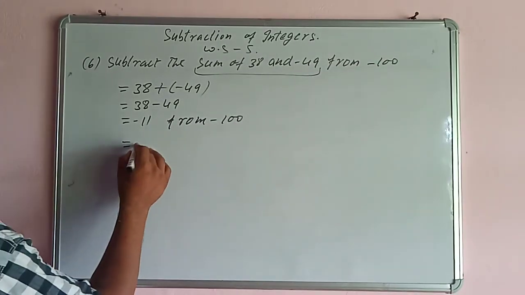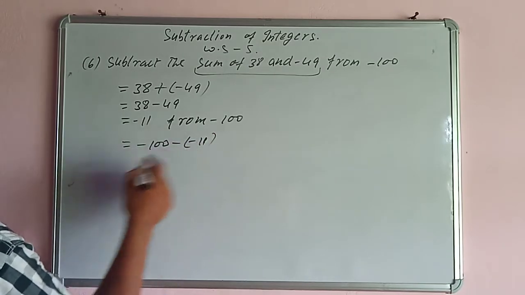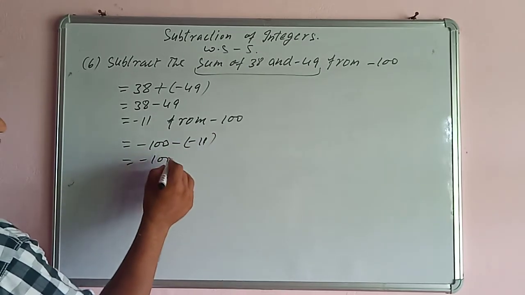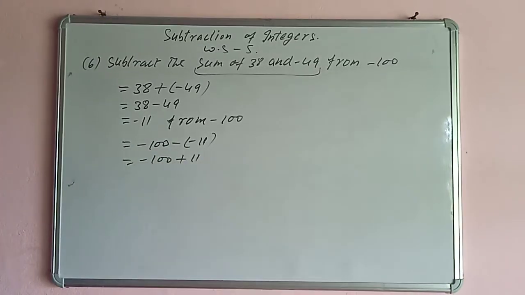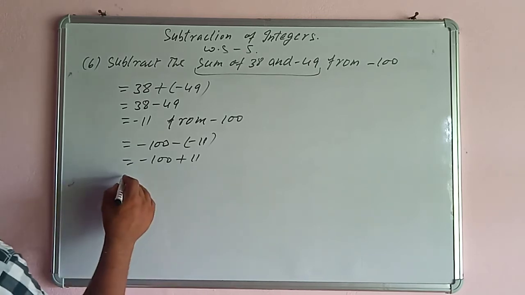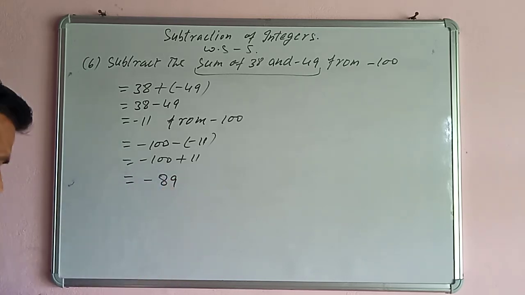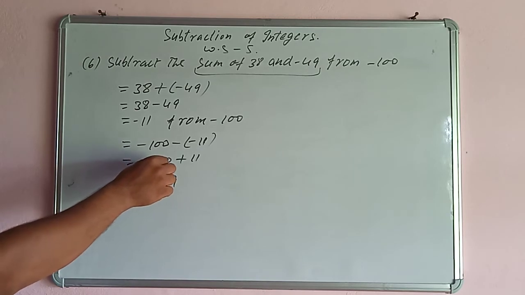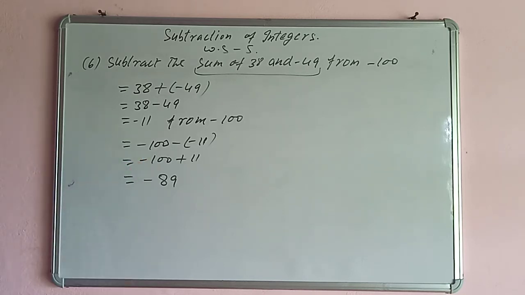So again, it is equal to minus 100 minus 11. So it is minus 100 minus into minus plus, and it is 11. Now again, both have opposite sign. So we will subtract them. So when we subtract them, we get answer minus 89. Why it is minus 89? Because 100 has negative sign. So negative integer is greater, so therefore our answer is minus 89.